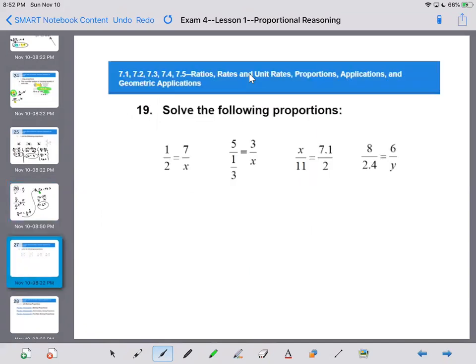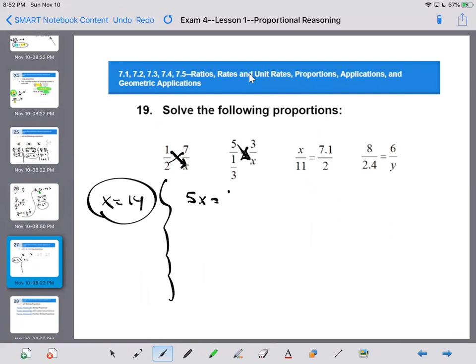Another one: take 1 multiplied by x, and I get x. 2 times 7 is 14. The answer would be 14. Same here, 5 multiplied by x, so 5x is equal to 3 multiplied by a third. And what's a third of 3? That would be 1. So divide by 5, x is equal to 1/5.